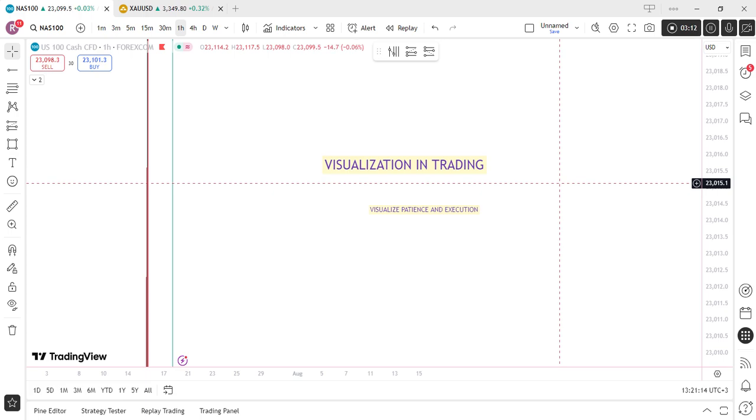Patience. Visualize patience. You're waiting patiently until it comes to your zone. Then you execute with no fear, with no doubt. You execute the plan according to your edge and strategy. Visualize, visualize, visualize. Visualize you winning that trade. Visualize you losing that trade. How would you feel? Of course, you'd feel awkward. You'll feel bad because you just lost a high probability trade.